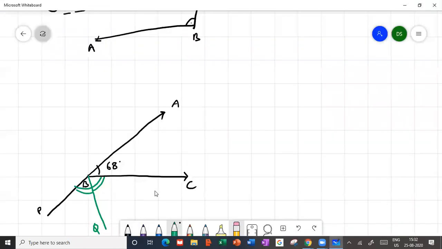Find ABQ, na? For ABQ, it will be 68 plus this, let's say x. This is also x, correct? And how will I get x? Do you remember linear pair? Yeah, ma'am. What is linear pair? Or what is the straight line theorem? Whichever.